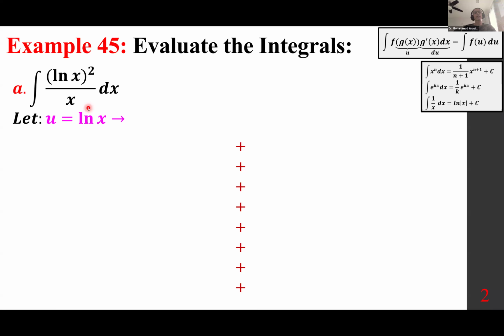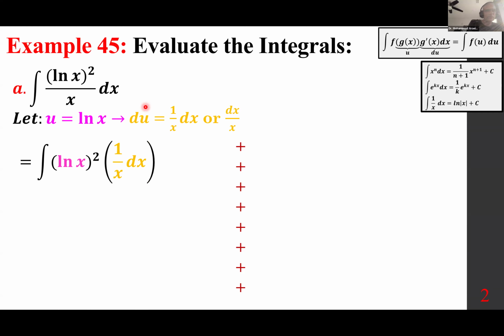As you know, the derivative of ln x is 1 over x. Therefore, du is 1 over x dx, or you can write dx over x. Both of them are absolutely fine. So we are going to rewrite this in a manner that it becomes clear what we are dealing with. So this is ln x to the second power times 1 over x dx, which means u squared du. Now that requires the power rule, 1/3 u cubed plus a constant.